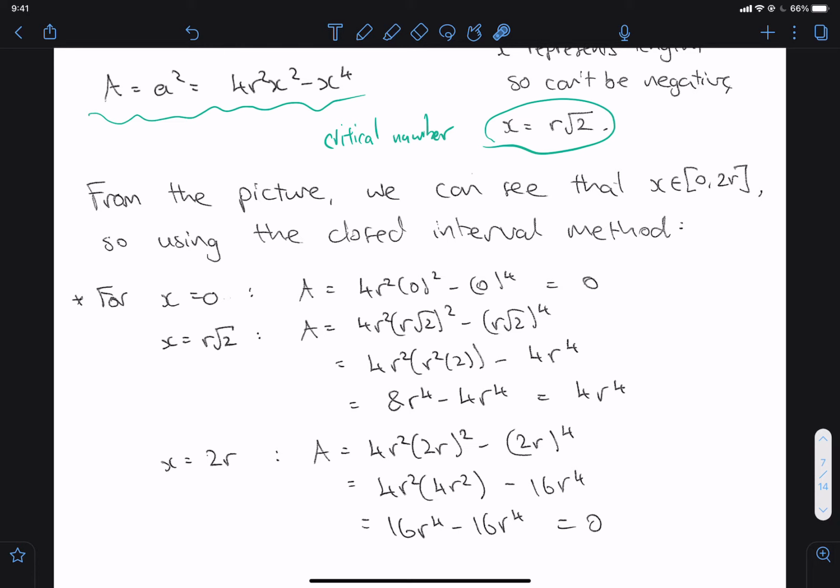So plug in 0, right? You have a equal to 0, that's obvious. And then you plug in r square root of 2. Go through a little bit computation. That tells you the area is 4 times r to the 4. And you also plug in 2r, right? That also gives you 0. So it's clear that the absolute max occurs at a place x equal to r times square root of 2. And the maximum area that we can have is 4 times r to the 4.